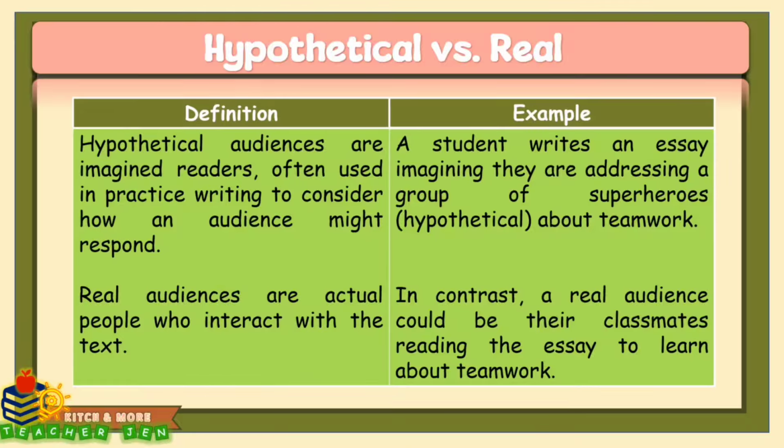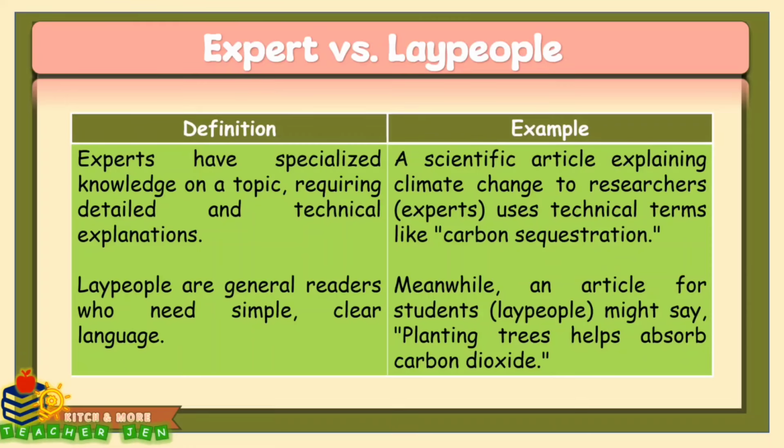Next, we have experts versus lay people. By definition, experts have specialized knowledge on the topic, requiring detailed and technical explanations, while lay people are general readers who need simple, clear language. For example, a scientific article explaining climate change to researchers or experts uses technical terms like carbon sequestration. Meanwhile, an article for students or lay people might say, planting trees helps absorb carbon dioxide.